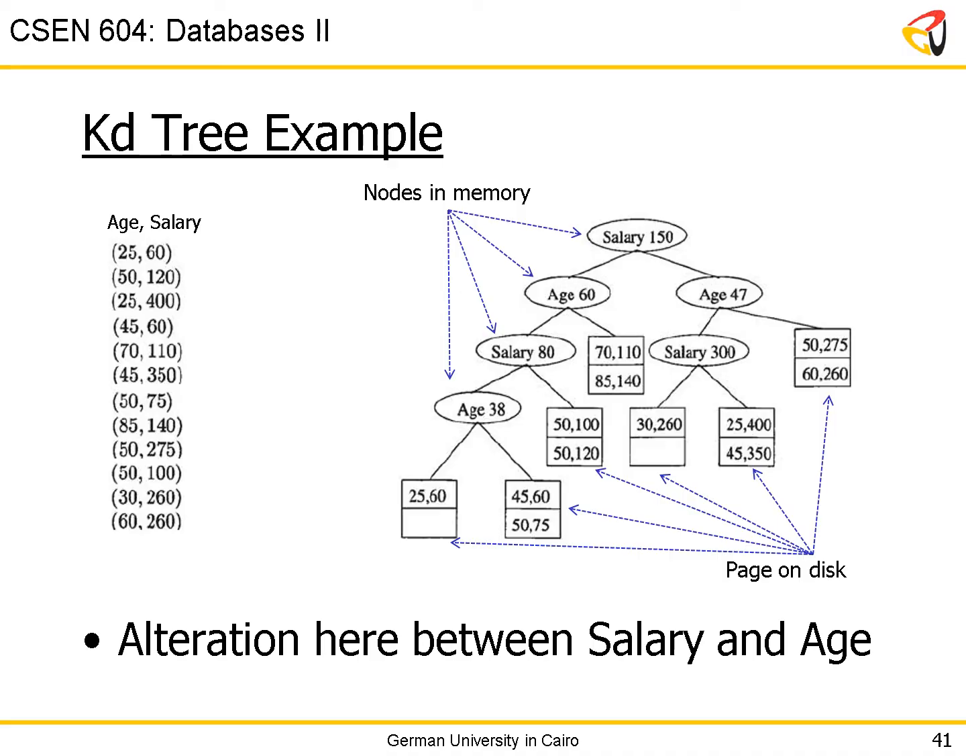Sorry, it's missing the arrows that go to the pages of the table, not the rows. It's missing the arrows that go to the pages of the table. That tells me where is this row that has age 70 and salary 110. Okay, there will be other, obviously, columns, or values for other columns in this table according to the table schema. Okay.